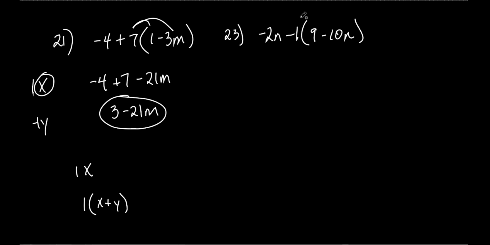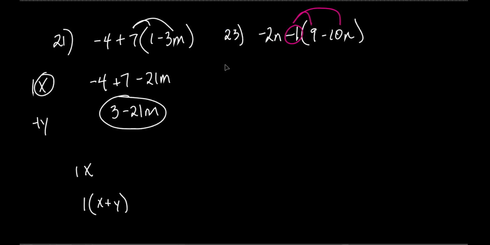Let's change colors. So now what I'm going to do, I'm going to take that negative 1. Right here we took that positive 7 and distributed. What are we distributing this time? Not just a 1, but a what? A negative 1. We have to distribute that negative 1 times this and then multiply it by that.